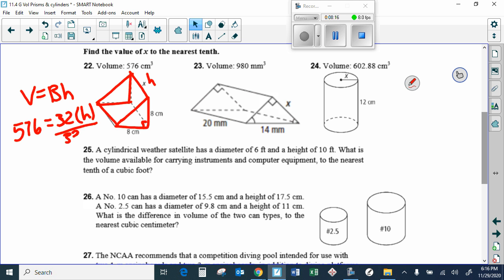And divide by 32 on both sides. Okay, and then h would equal what that is. So 32 goes into 57 one time. It gives me 256, which would be 8 times 32. And then the units, centimeters. 18 centimeters would be the height. So 22, 23, 24, you write down the formula, fill in the numbers that you have, and solve for the missing one.